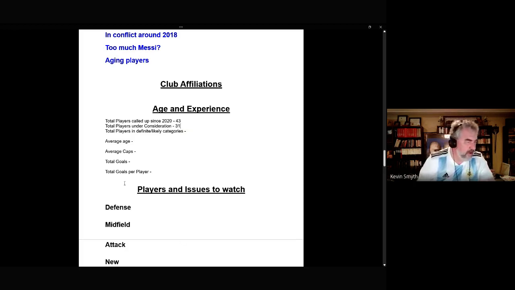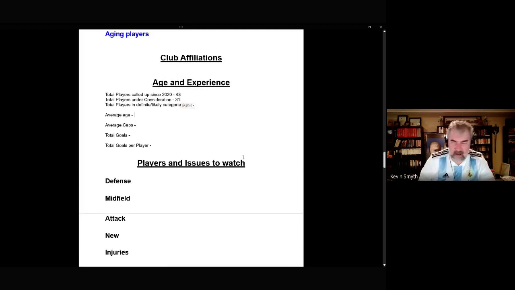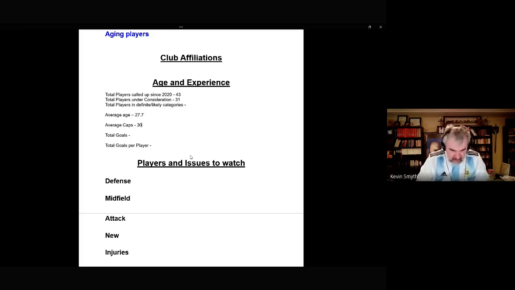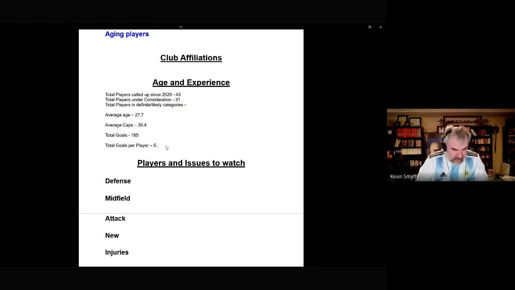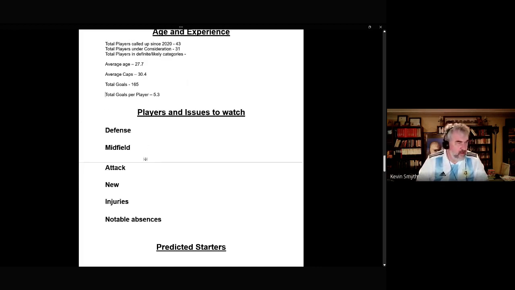All right, let's move on to players and issues. Oops, I'll just add that information to the graphic because I forgot to. So 27.7 for average age, 30.4 for average cap, both of those higher than most teams. 165 total goals, which averages out to 5.3 per player, those much higher than most teams.